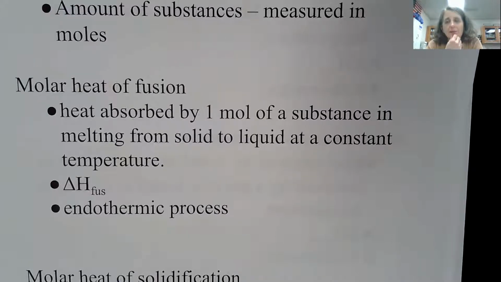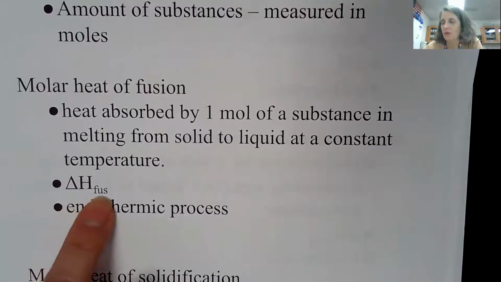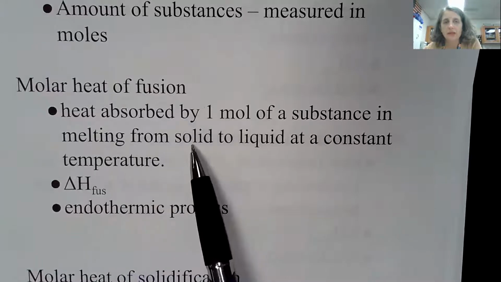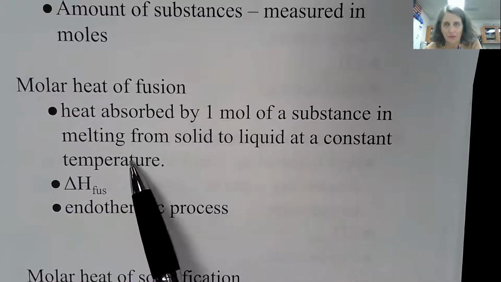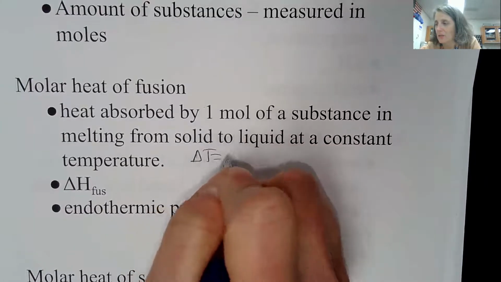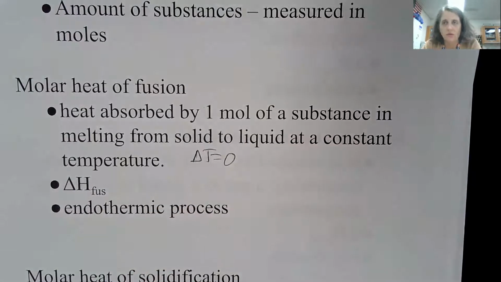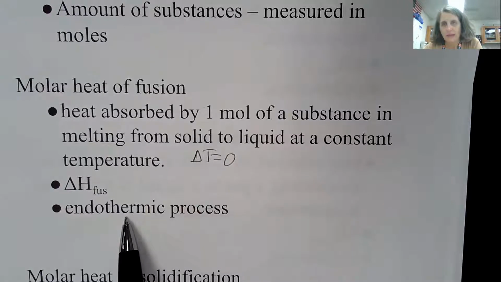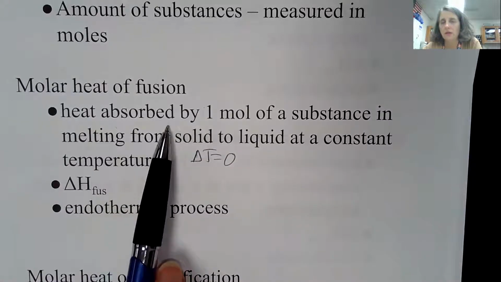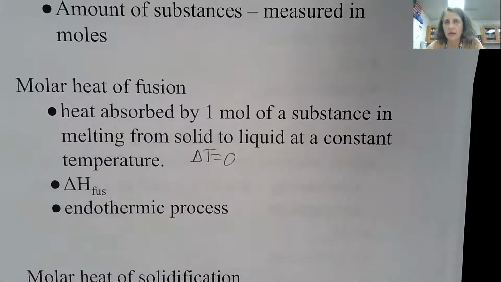So this is called heat of fusion, and the abbreviation is delta H fuse. It is the heat absorbed by 1 mole of a substance melting from solid to liquid at a constant temperature. And constant temperature, again, you need to understand, is delta T equal to 0. So there is no change in temperature when we're at the plateaus. So this is an endothermic process, meaning I have to put energy in. You're going to hear the term absorbed on worksheets and other things that give you an idea that it is an endothermic process.